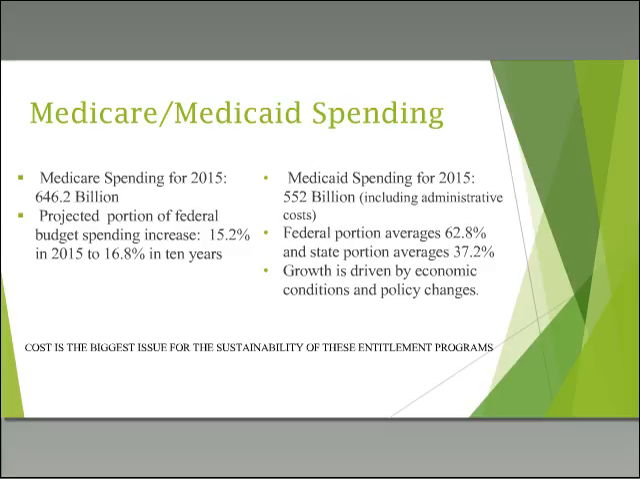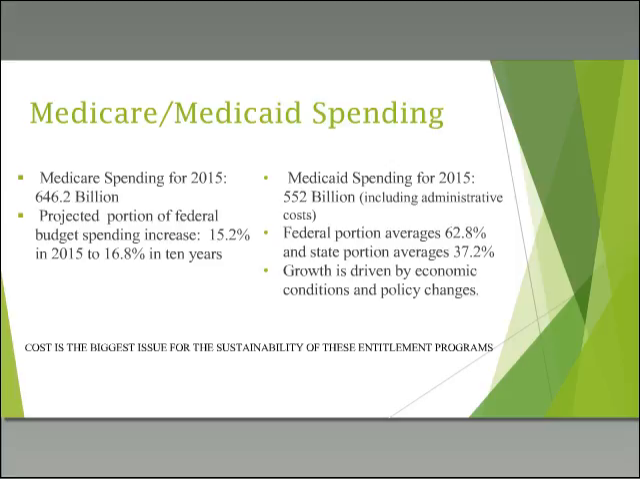Okay, this is Leah, and I'm covering some of the issues, current and future, that Medicare and Medicaid will be facing. And we start out, of course, with the spending, which, as Abe described, is not going very well. Medicare spending for 2015 exceeded $646.2 billion. It's projected to go from 15.2% in 2015 to 16.8% in less than 10 years.